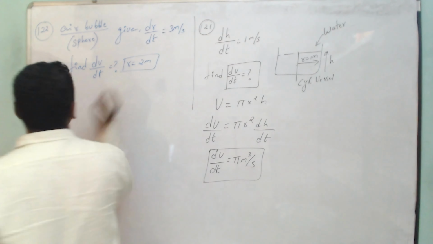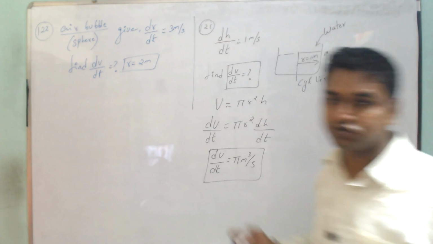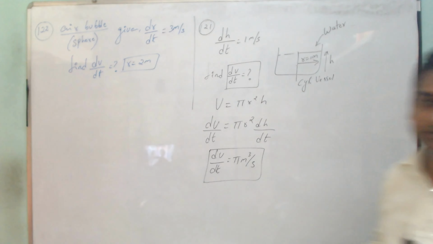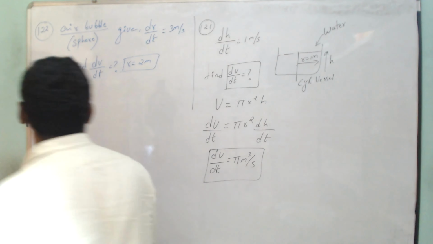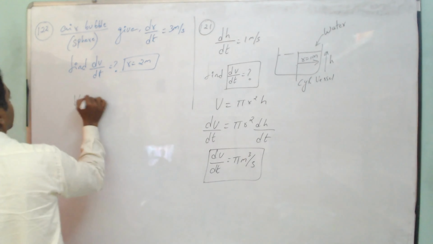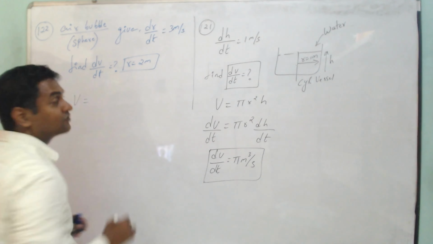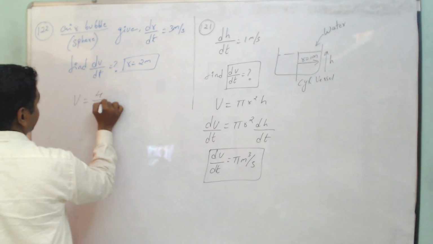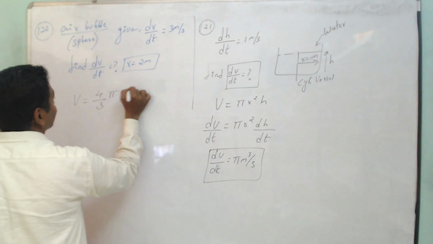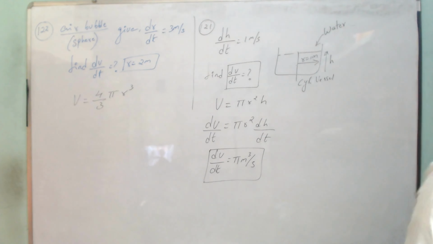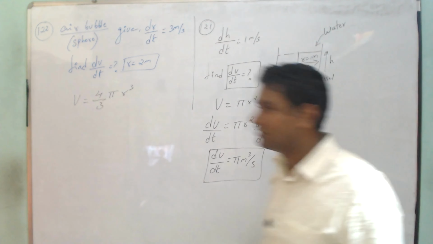So instead of you solving, tell me where to start. First, volume of a sphere is 4 by 3 pi r cube. Focus. 4 by 3 pi r cube. Tell me the next step.